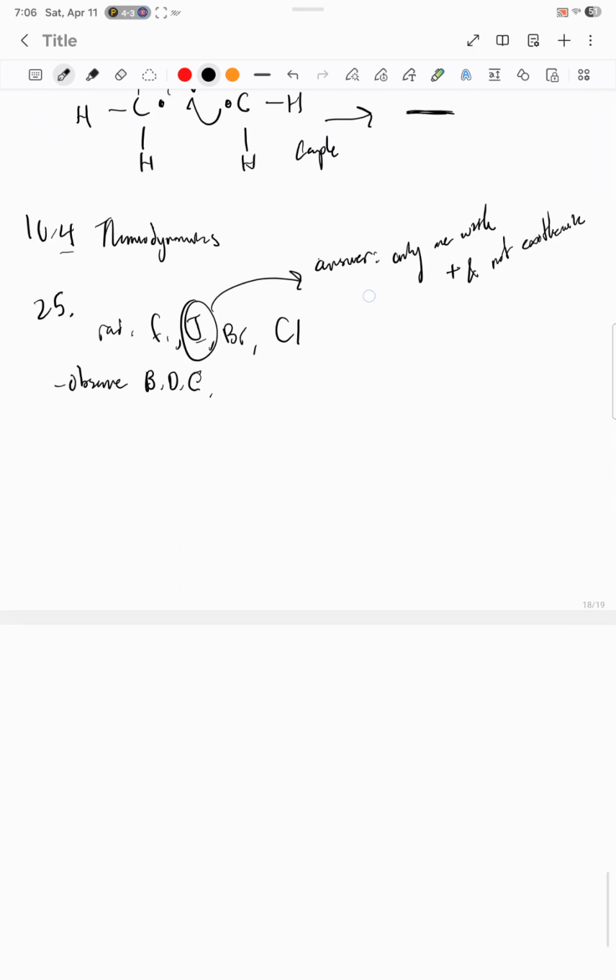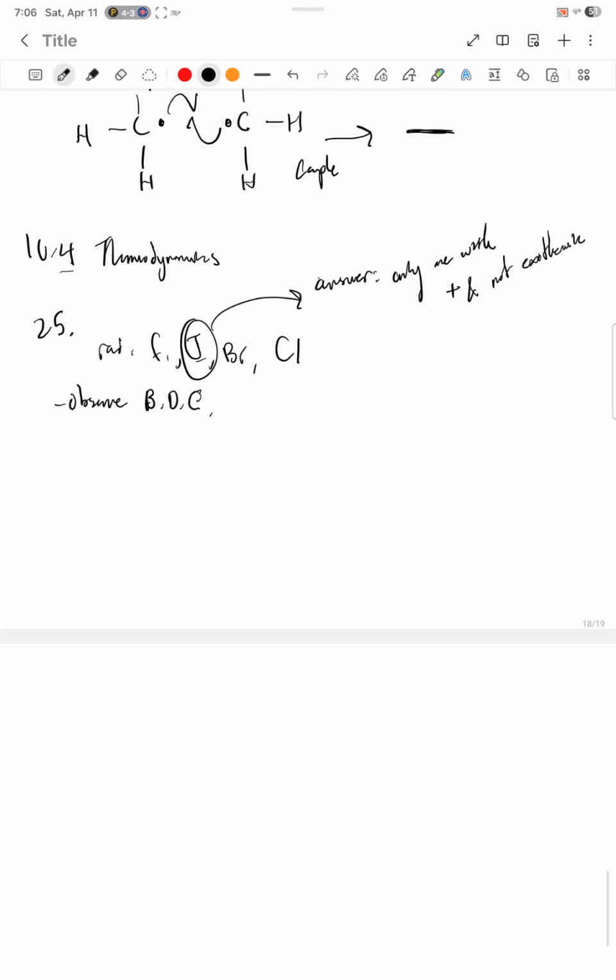Now, let's look at the following. If we look at 10.5, selectivity of halogenation. Why is bromine more selective than chlorine? Now this one I still don't know why. Why is bromination more selective than chlorination?